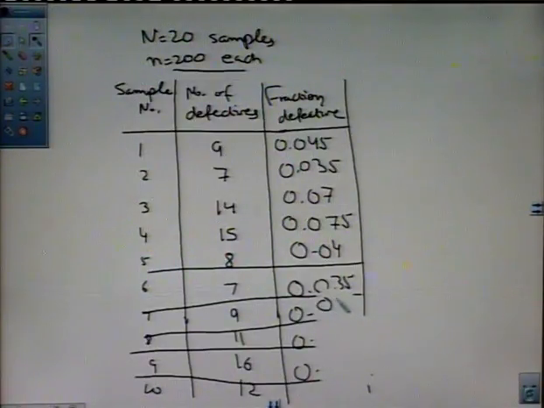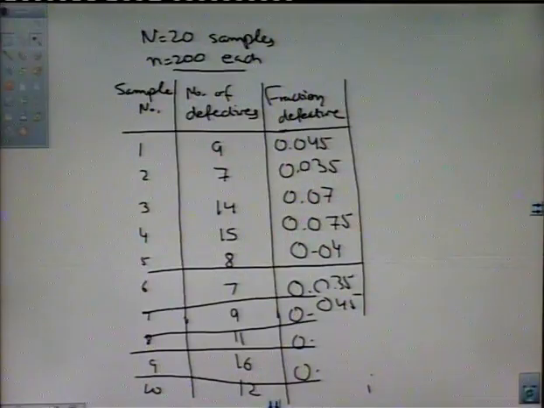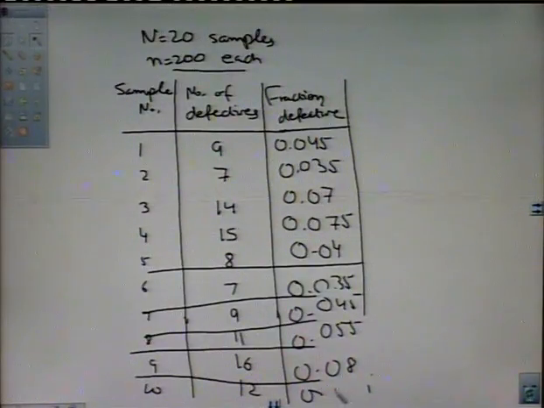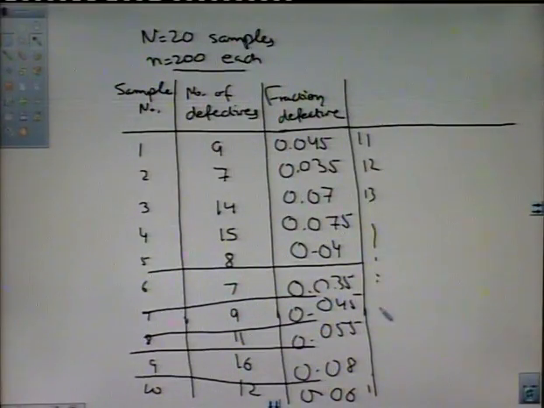here it is 0.045, then it is 0.055, then it is 0.080, then it is 0.06. Then for the sample size of 11, 12, 13 and up to 20 we have the data.